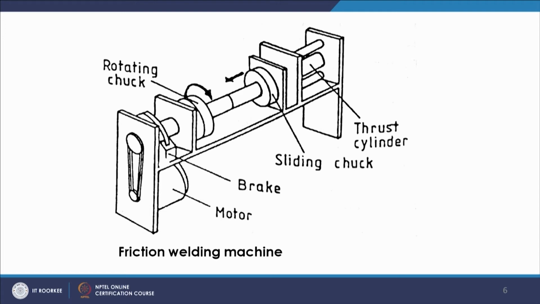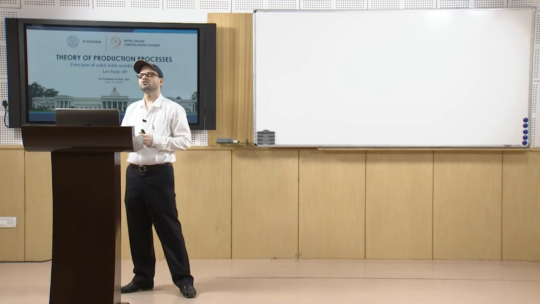Then you have the brake mechanism here, so that it gets rotated and then stopped in the end, and after that the two parts are joined. So this is the typical friction welding machine.